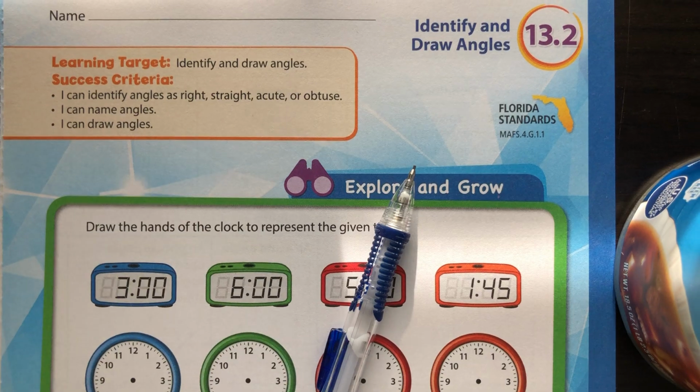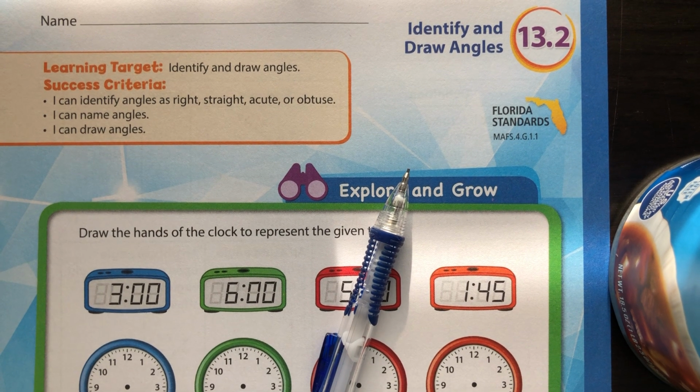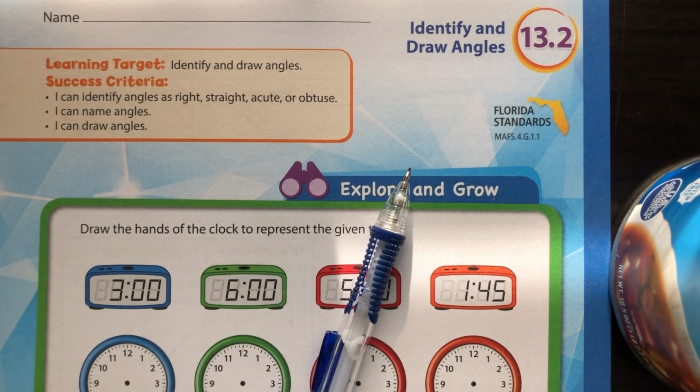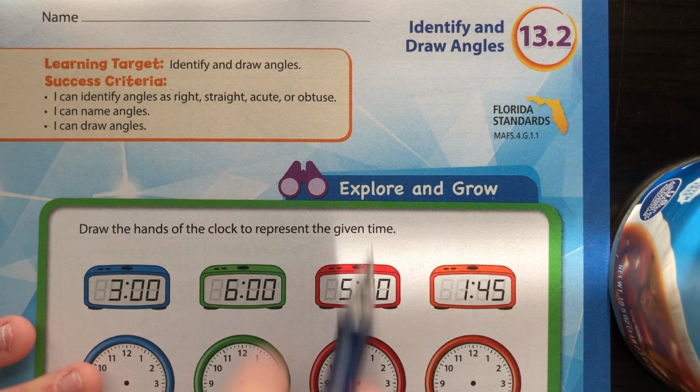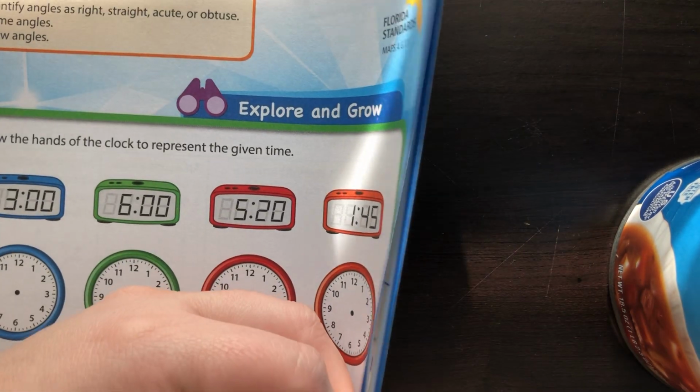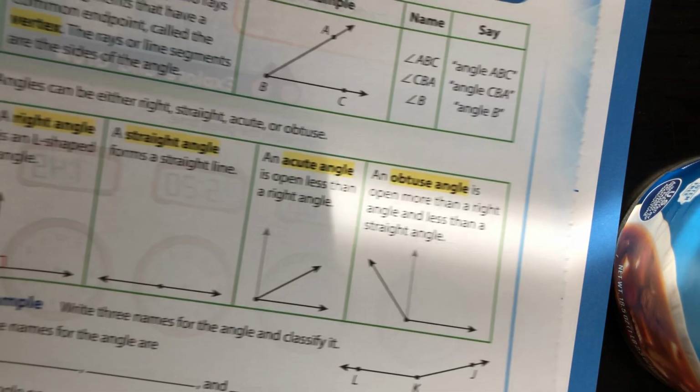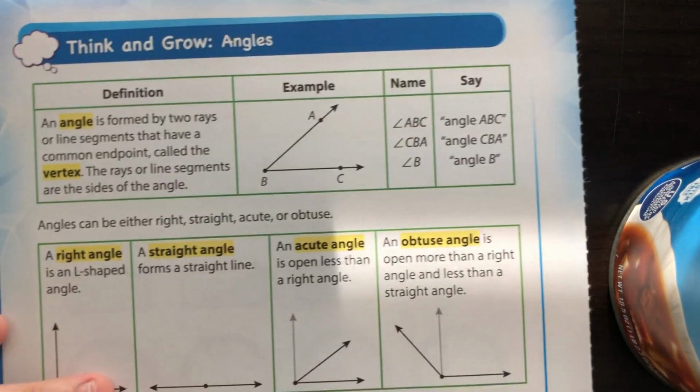Today we will be discussing the second lesson on chapter 13, and it'll be about identifying and drawing angles. So we are going to start on the second page of this lesson, which is page 612. It is in the back.